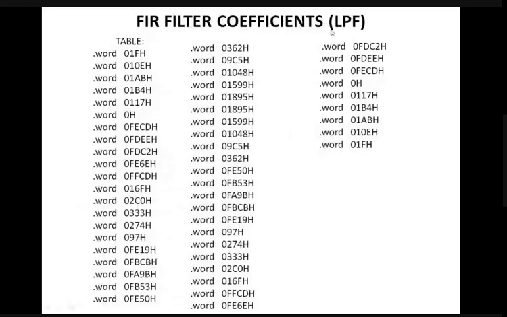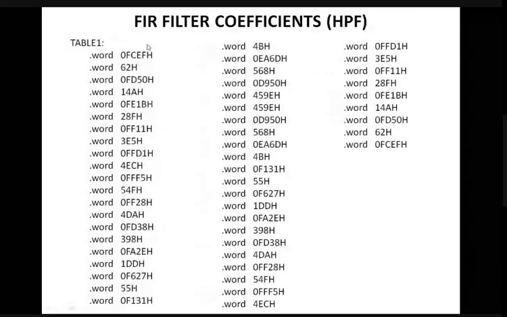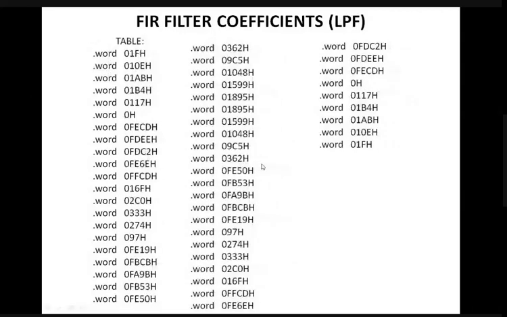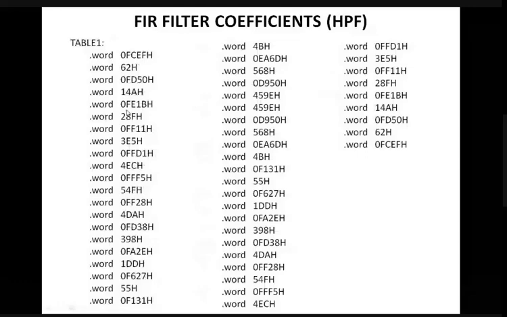This is the filter coefficients for the low pass filter, which is available as a table, and this is the filter coefficients for the high pass filter, which is available as Table 1. Humble request to each and every one of you, look at the screen. Table 1 is the high pass filter coefficients, 50th order. The other table is the low pass filter coefficients. Something like this, it goes on. Similarly, there may be band pass filter coefficients and band reject filter coefficients.